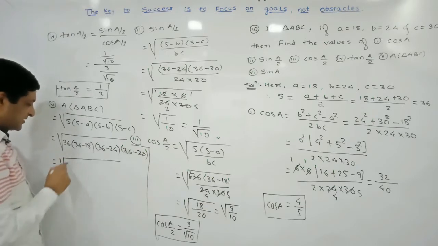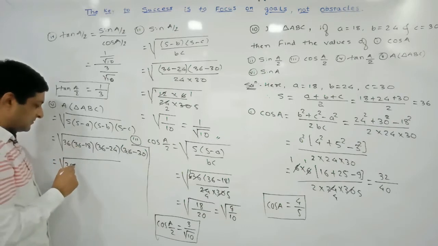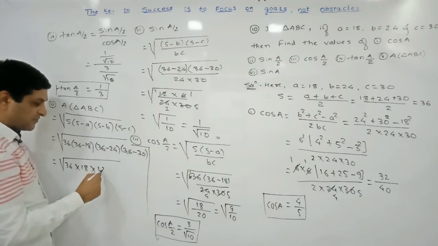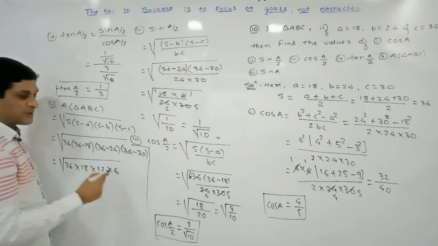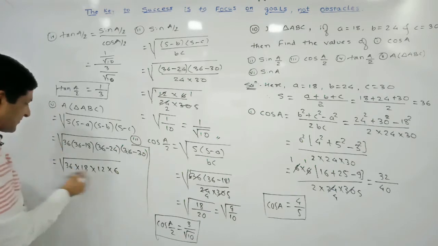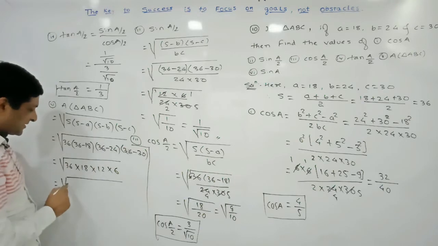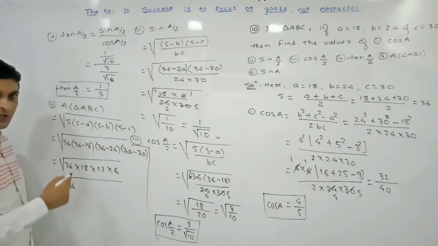Here 36, keep it as it is, a perfect square number. 36 minus 18 will be equal to 18. Again, here 36 minus 24 is 12 and 36 minus 30 will be equal to 6. Now we are factorizing it. We are not finding factors of 36 because 36 is already a perfect square number. Its square root is equal to 6.